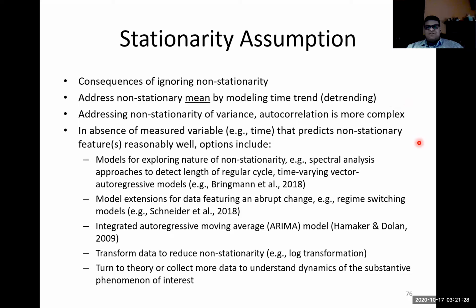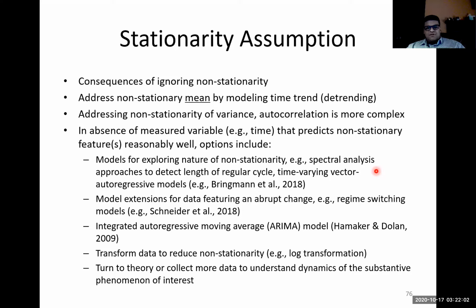Non-stationarity of variance or of associations between variables, that is more complex. That's more difficult. And we don't have time to go into the complexities of that, but there are some references that will go into that for you. Now, in the absence of a measured variable that predicts non-stationarity features reasonably well, here are some options to deal with non-stationarity.